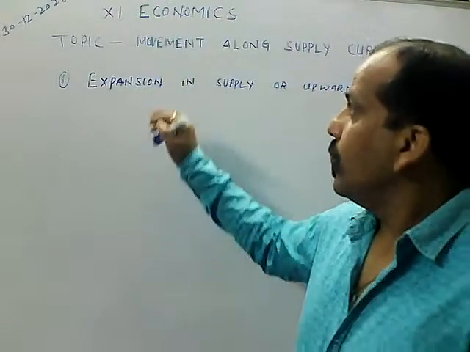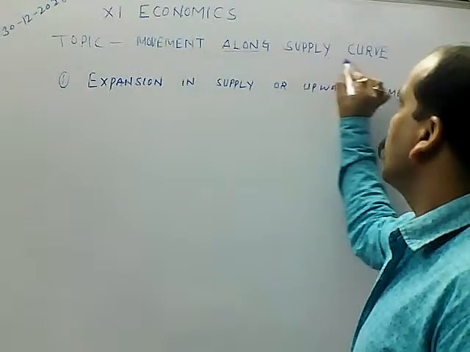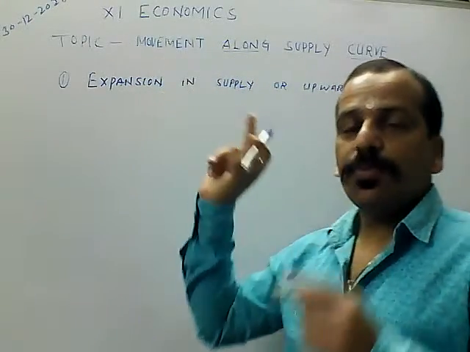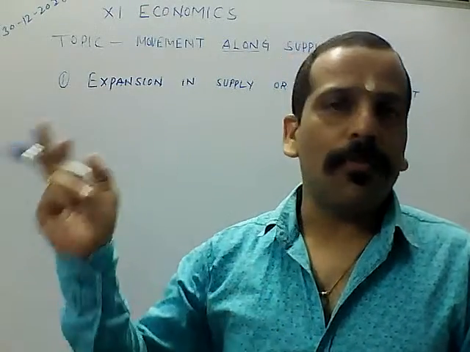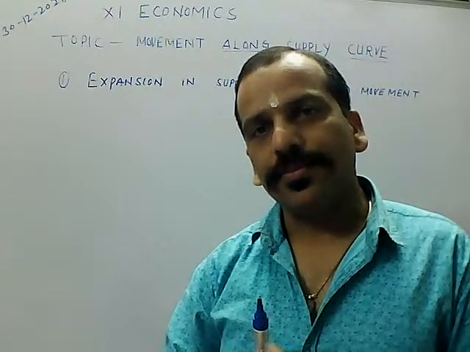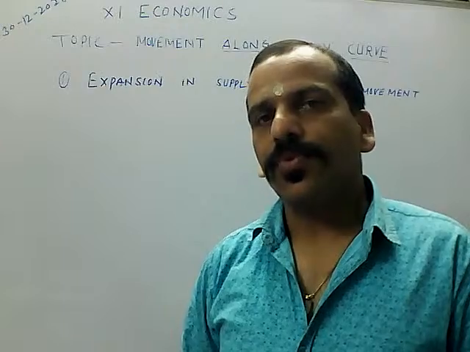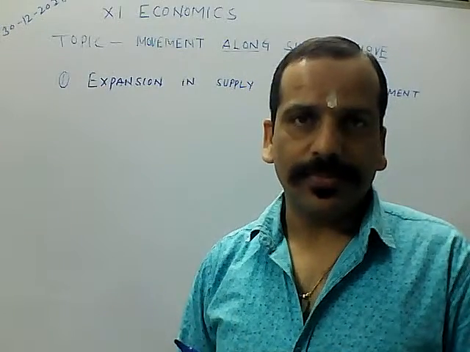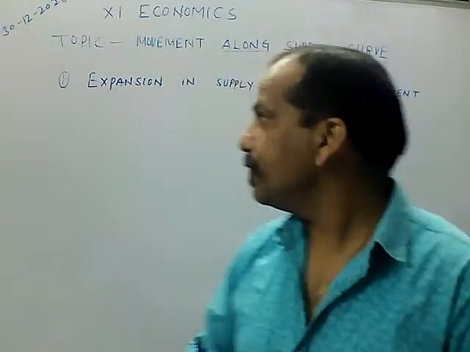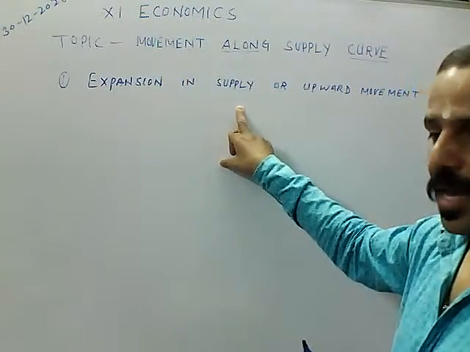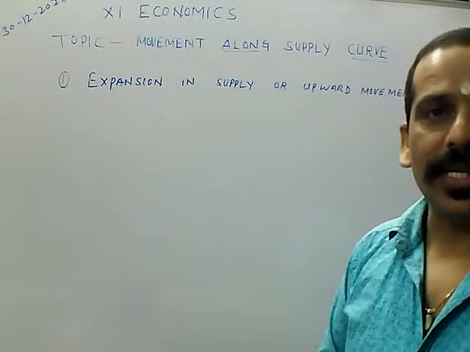Movement along the supply curve means there is a movement on the same supply curve. It may be upward or downward. So two situations are there for the movement of the supply curve. This movement is also known as expansion in supply, or upward movement in the supply curve.